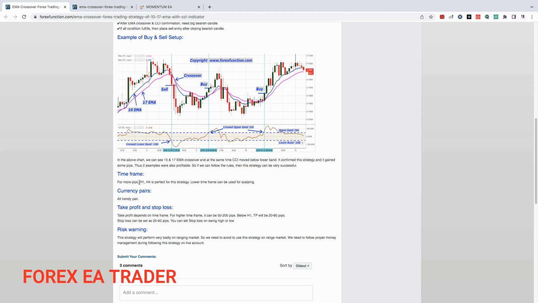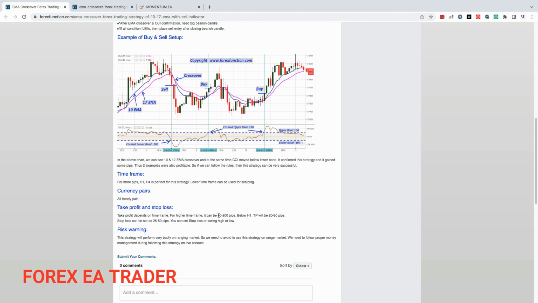And for time frame, this works on the H1 and H4 time frames. A lower time frame can be used for scalping. Currency pairs, apparently, you can use all trending pairs. Then we have take profit and stop loss there.